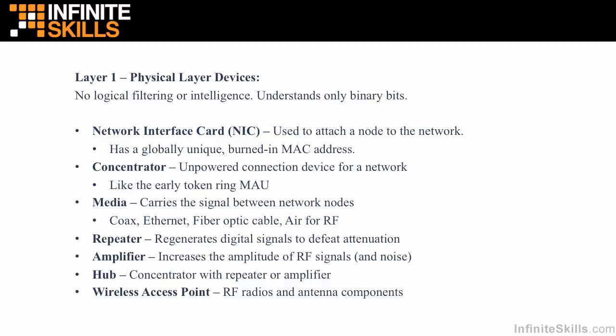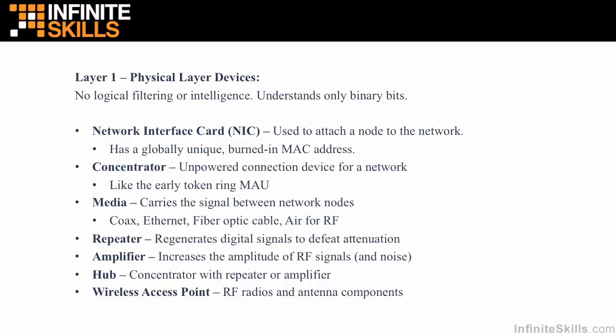Now the repeater replaced the concentrator. The repeater was a concentrator, but it was powered and it regenerated the signal. So the repeater defeated attenuation. In other words, a node would transmit a frame, a series of ones and zeros. That series of ones and zeros would travel through the media to the repeater, and the repeater would regenerate those ones and zeros because the attenuated ones and zeros were difficult to understand. It would create brand new square and tall and straight and full size ones and zeros. In other words, it would regenerate the signal to a clean, fresh signal.